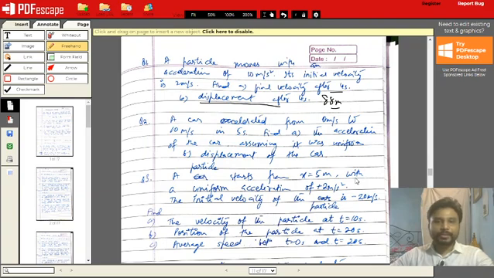A car accelerated from 0 meter per second to 10 meter per second in 5 seconds. Find the acceleration of the car, assuming it was uniform, and find the displacement of the car.